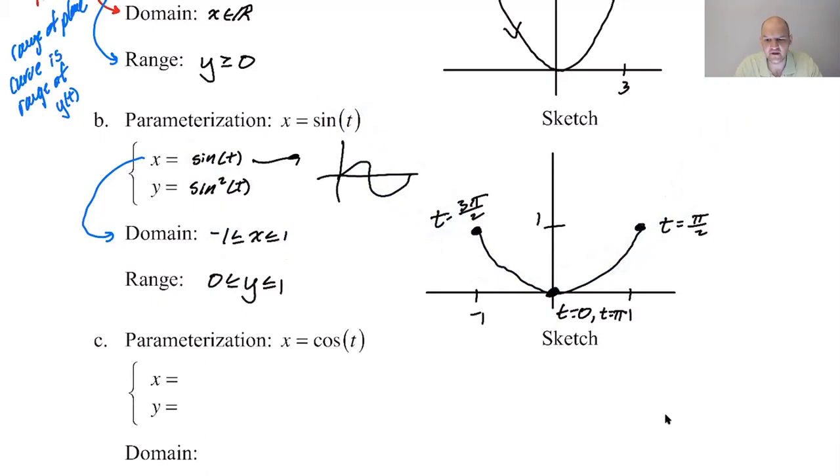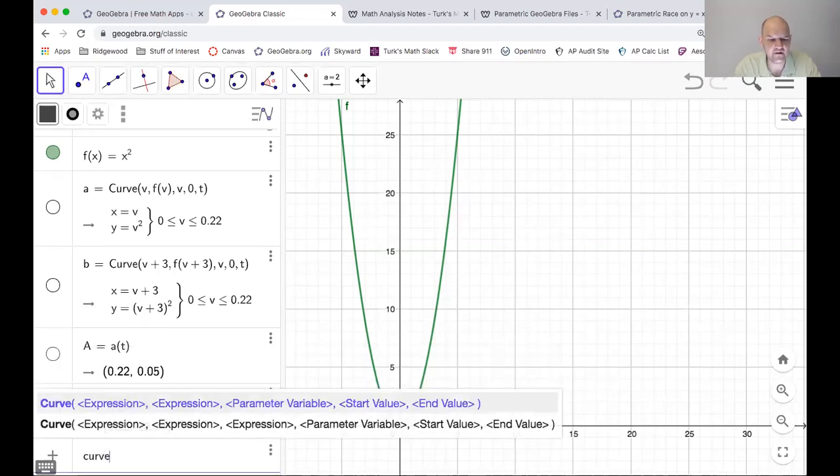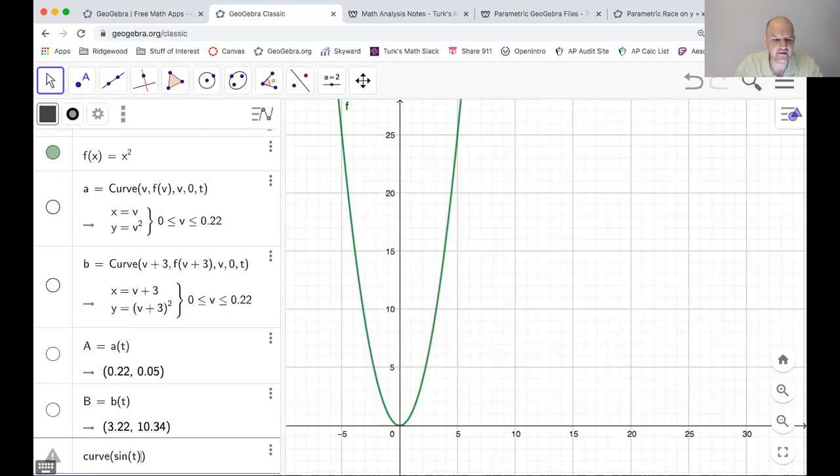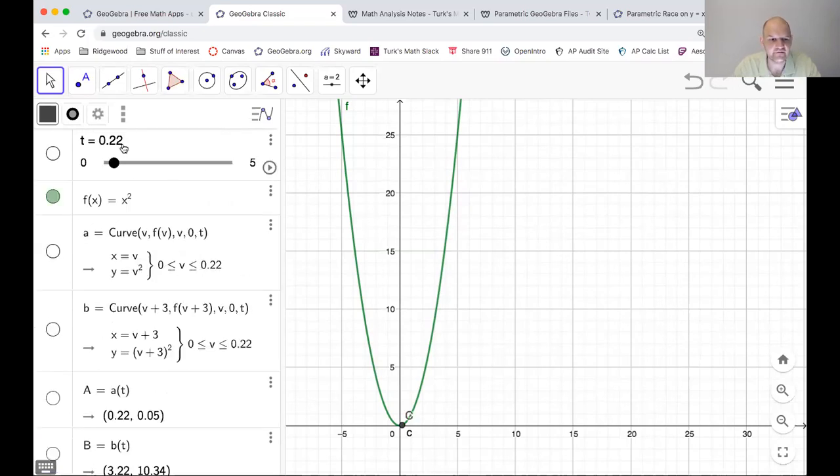So if we change this to, I'm just going to keep adding. So I'm going to hide you. Okay, so we're going to do curve sine of t, comma f of sine of t, comma t. I'm supposed to be using v, so disappointment. v and v and v, and then we're going to go from 0 to t. Press enter. Okay, and then I need to put a point on that, so I'm going to say c of t. There's my point. Let's go back to 0. All right, I'm going to put this in motion.